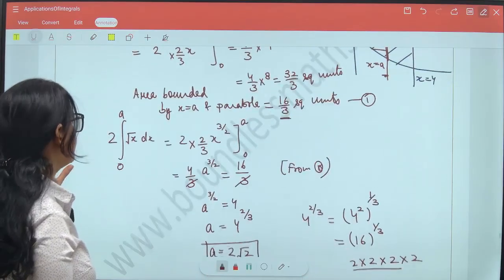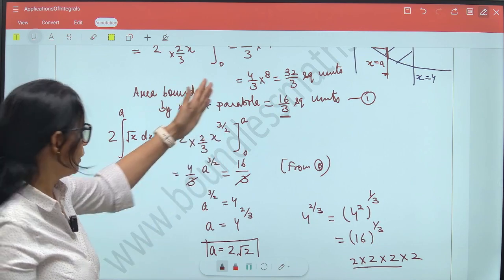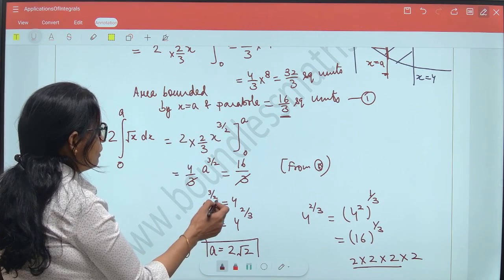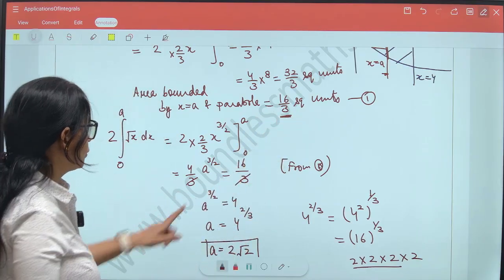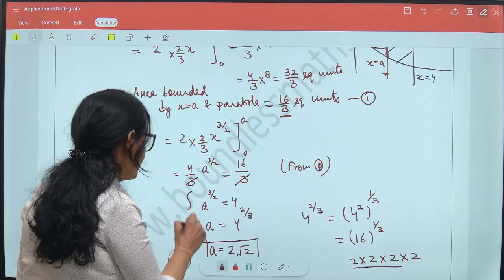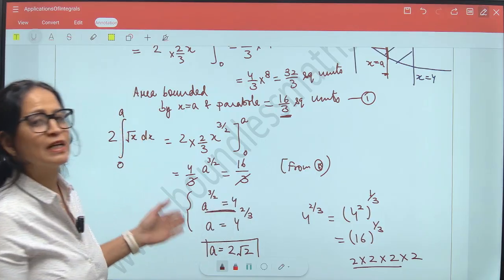Now again, simplify the expression by integrating with new boundaries, that is 0 to a. You get a to the power 3 by 2 and equate it to the half of area, that is 16 by 3. To calculate this last step, please do it carefully. A to the power 3 by 2 equals 4. Don't leave it here. You have to find the value of a.